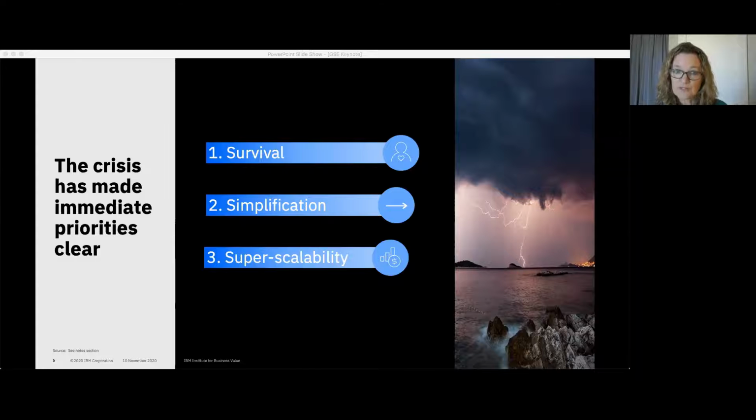The third priority really is around superscaling. What this means is that to stay in business, clients have got to drive for competitive advantage. And the ability to adapt and benefit from new technology is essential, but also ensuring that we're maximizing the existing investments, as we know that cost and economy is very important during these times.